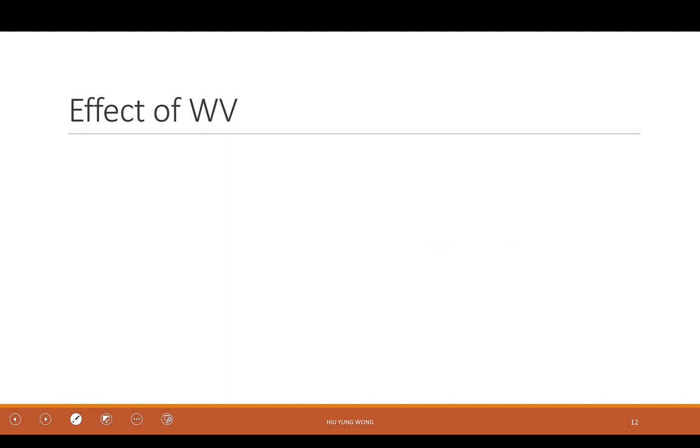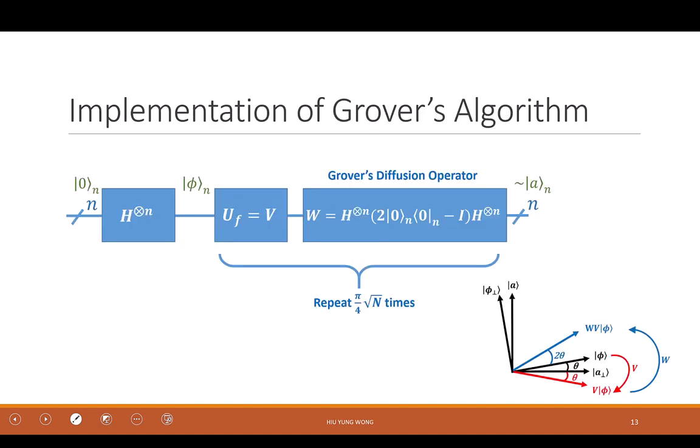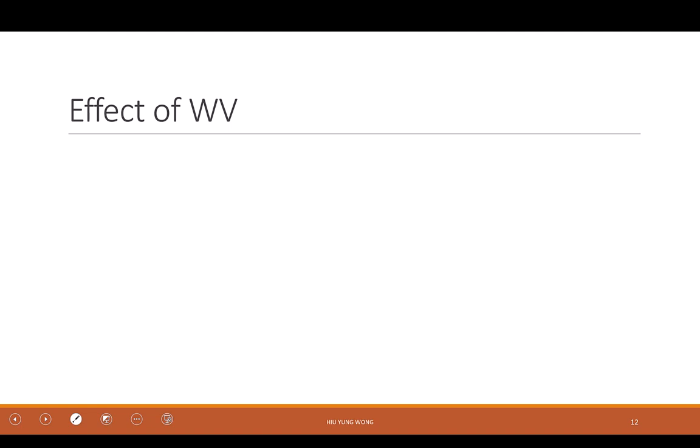So what is the effect of WV? Where's the effect of WV, right? When I say WV, what do you apply first? Apply V first, because I'm writing it in an equation, right? So you apply from the right one first, right? My question is, what is the effect of WV?